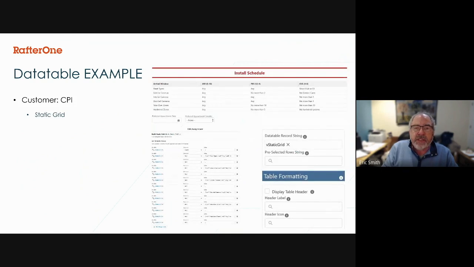Here's an example of just a static grid where I define the information directly in the flow just by putting in the field values. I'm not displaying any records at all. I'm just displaying data that I created in the flow. And I said, I just want to show this in a table. So it's just static information from your flow. You put it in the table.